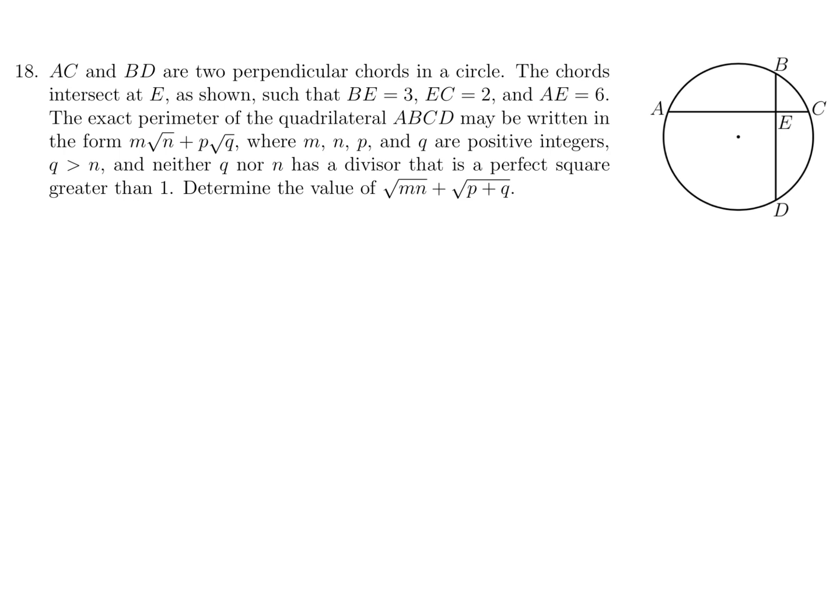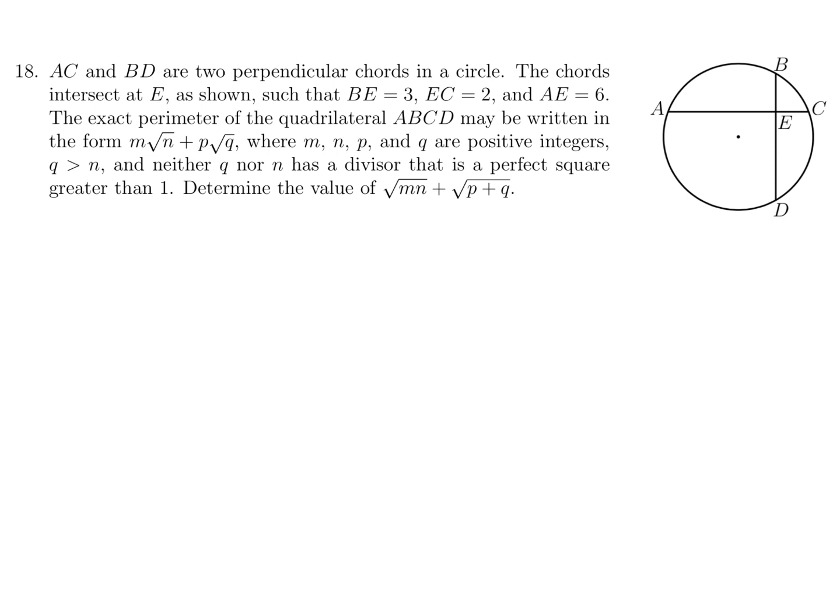AC and BD are two perpendicular chords in a circle. The chords intersect at E as shown with BE equal to 3 and EC equal to 2 and AE equal to 6. The exact perimeter of the quadrilateral ABCD may be written in the form M root n plus P root q, where M, P and Q are positive integers, and Q is greater than N, and neither Q nor N has a divisor that is a perfect square greater than 1. Determine the value of root Mn plus root P plus Q.